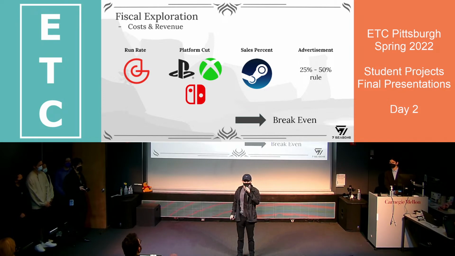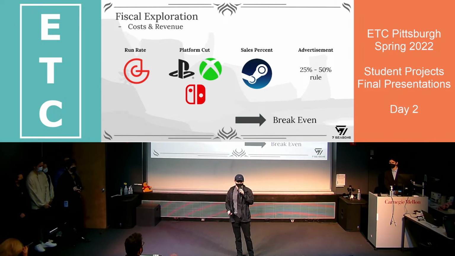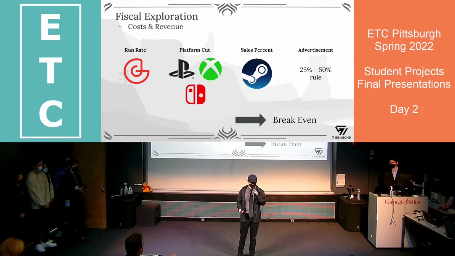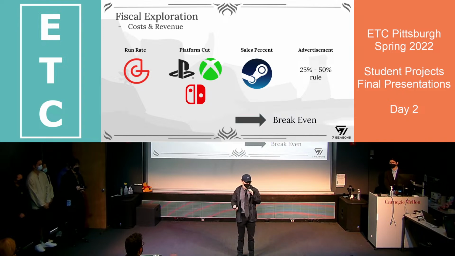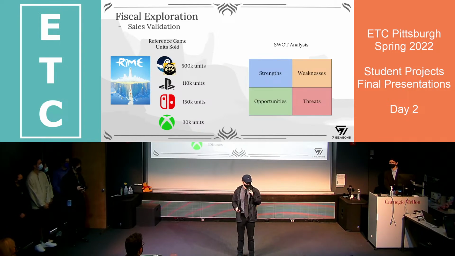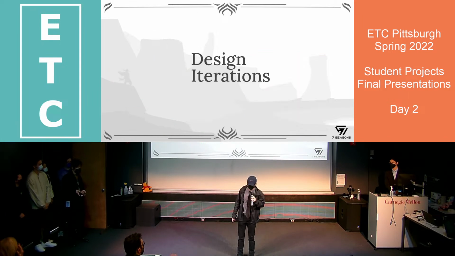Once we identified the development scope, the next step was to determine the development cost and expected returns. This also required the team to do a lot of research into industry standards. Additionally, to validate our break-even number, we went back to our reference games and compared our break-even against the estimated sales of those titles. Finally, we performed a SWOT analysis to make sure that our game had its place in the market. Next, I'll hand it off to Damien to talk about our design process.